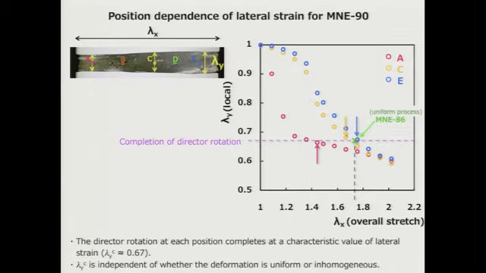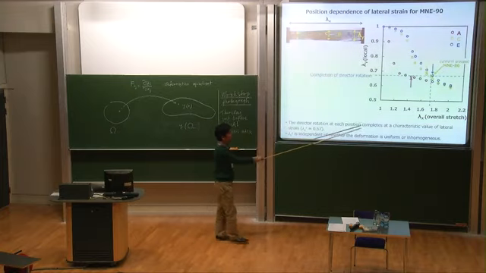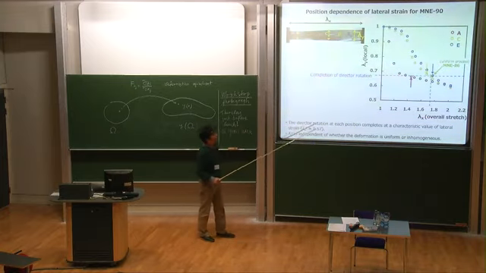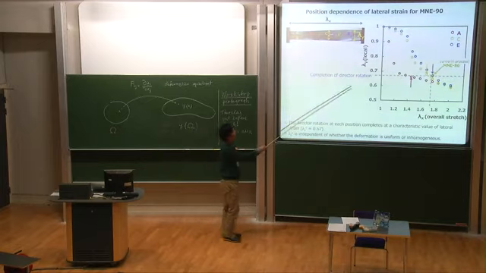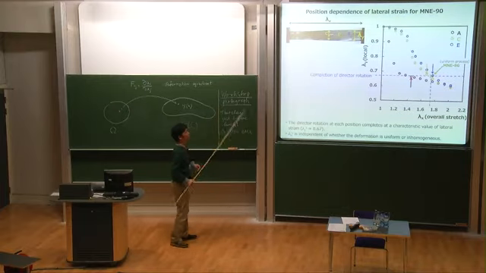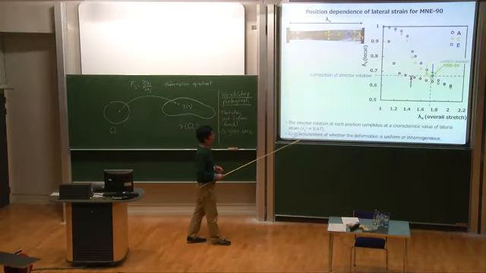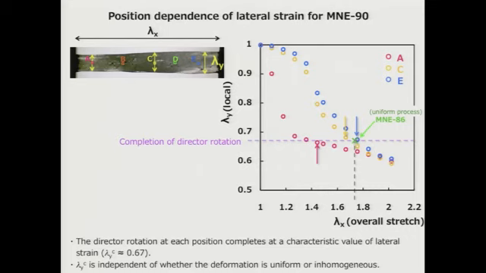Okay, we also examine the position dependence of macroscopic lateral strain as a function of overall stretch at each position. Of course, in the necked portions, the deformation proceeds faster than in unnecked portions. But the important point is that director rotation at each point completes at a characteristic value of lateral strain, around 0.67.